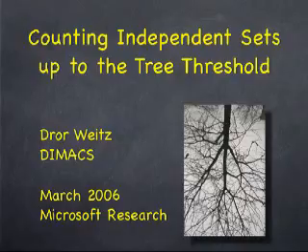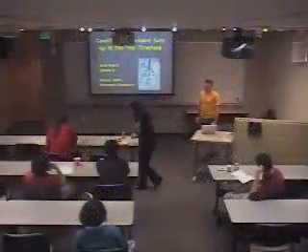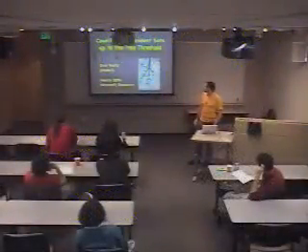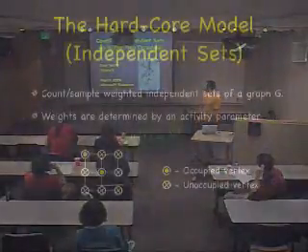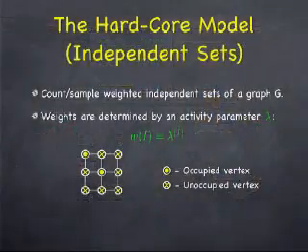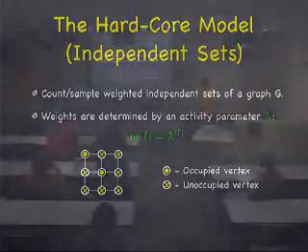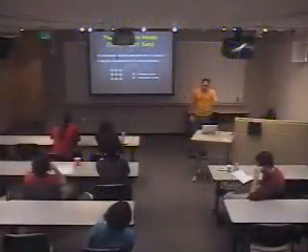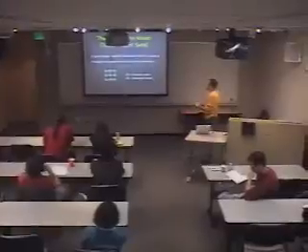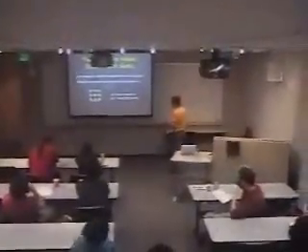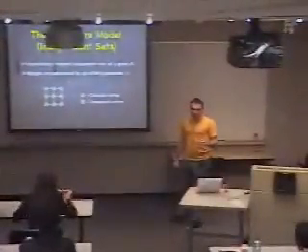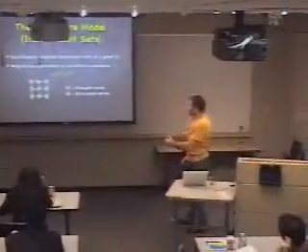Counting independent sets up to the tree threshold. Okay. So, like the title says, I'll be talking about independent sets. Let me just start with a quick definition of the model. What we want is to count or sample weighted independent sets of a given graph G, and the weights are determined by an activity parameter lambda, so that the weight of a given set is proportional to lambda raised to the size of the set.